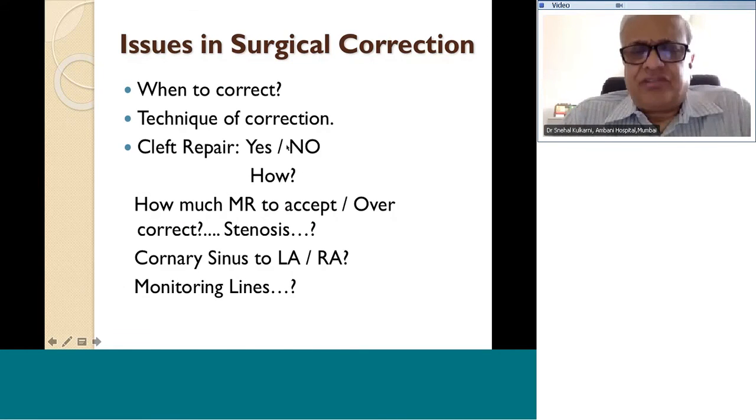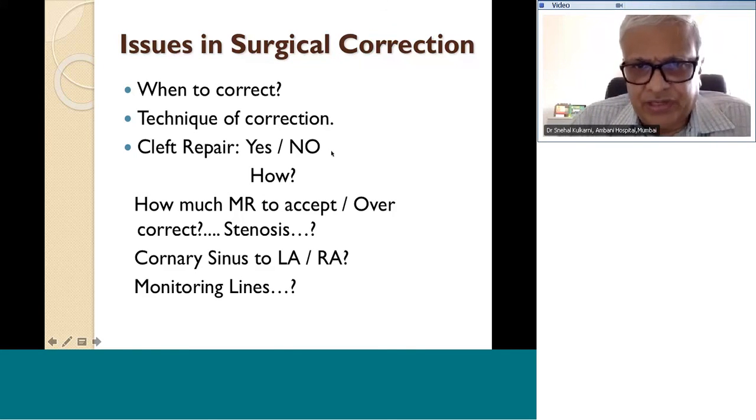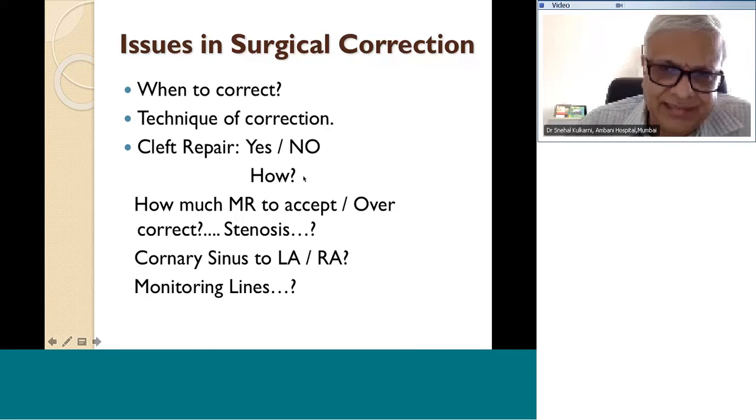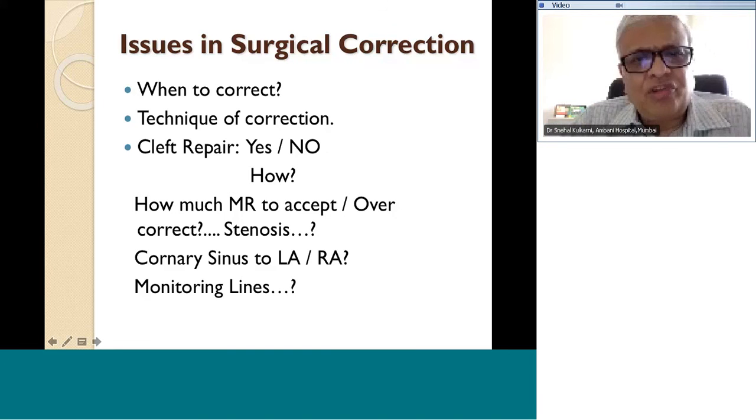I think there's enough data in the literature available that if you don't close the cleft, the regurgitation of the left AV valve is higher as the child grows into an adult. And how do we close it? Cleft repair, I think that's still controversial. You can use horizontal mattress sutures, interrupted sutures, continuous sutures. I think the jury is still out.